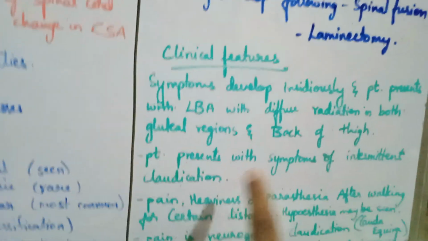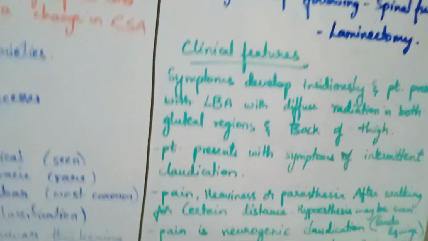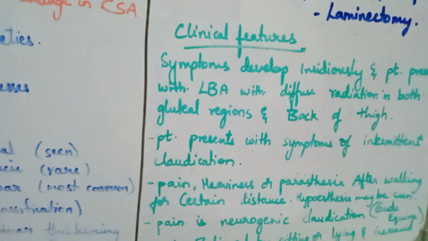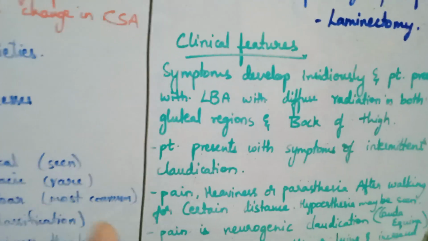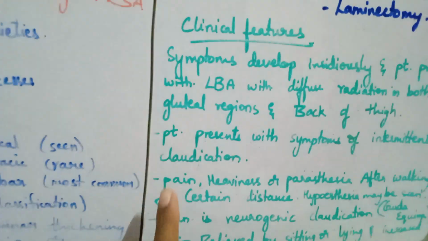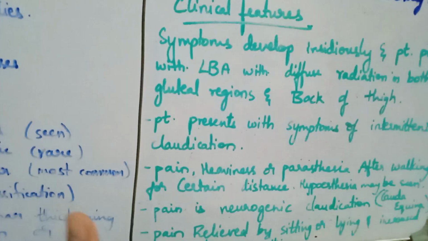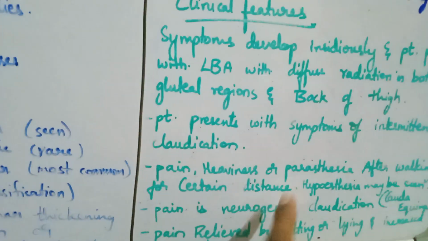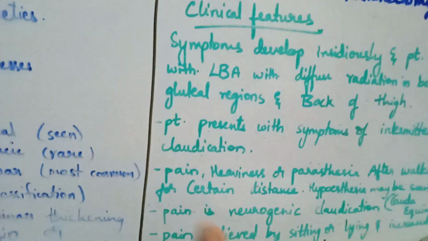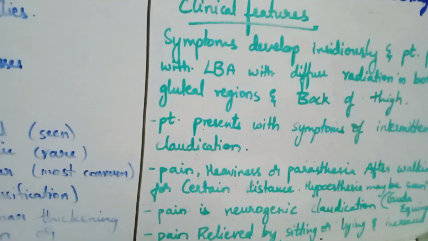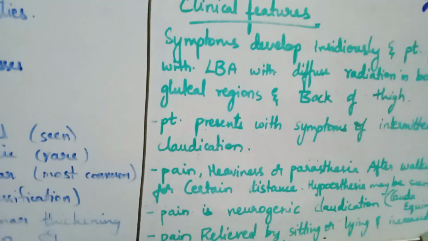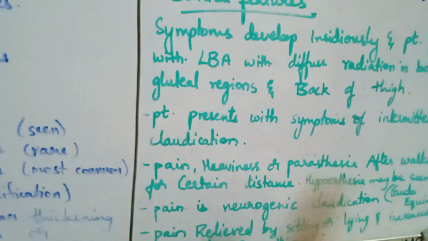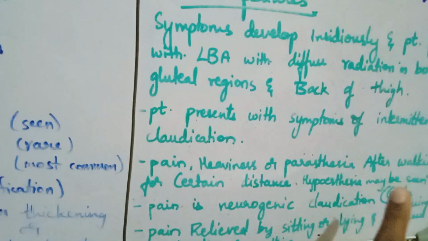The patient presents with symptoms of intermittent claudication. What is claudication? Next, pain, heaviness, and paresthesia, which is tingling and numbness after walking a certain distance, and hypoesthesia may also be seen.